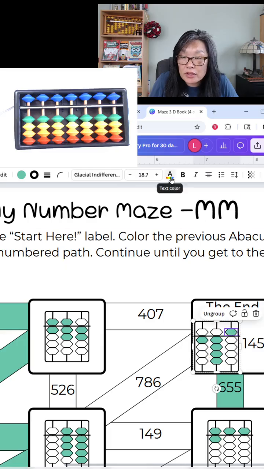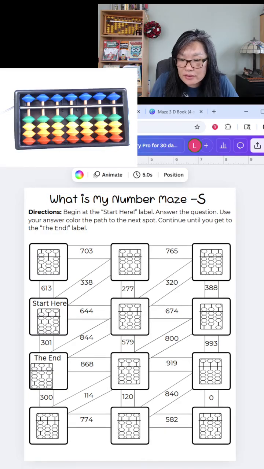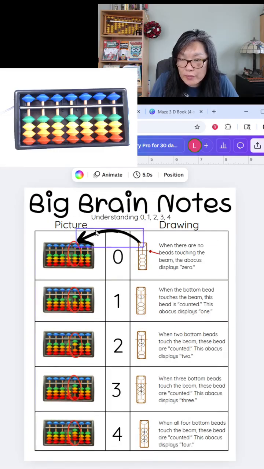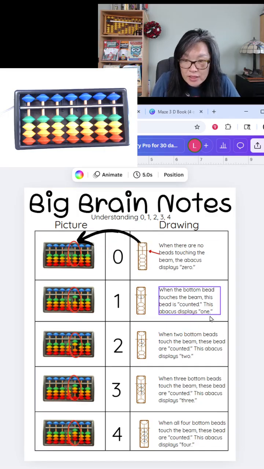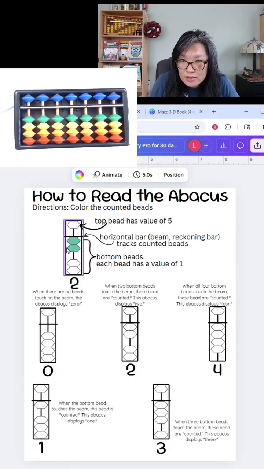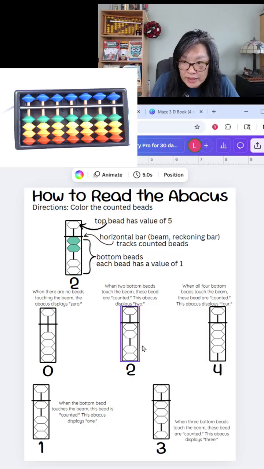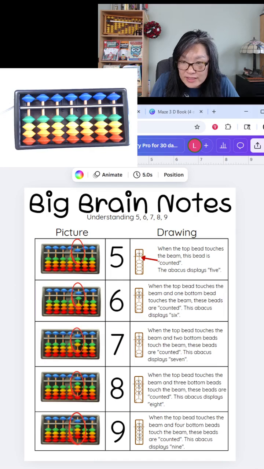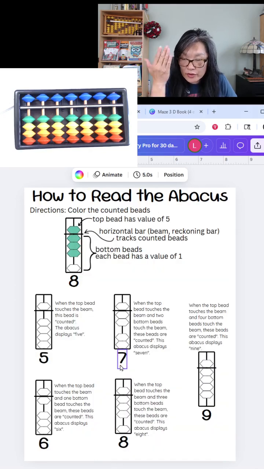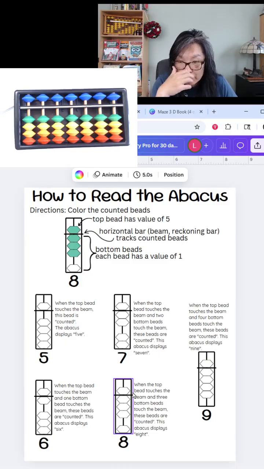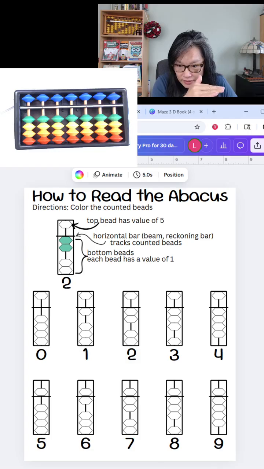So, for those of you that are interested, it looks like this. So here is the book where you have big brain books, and I give you a reference on how to read the abacus. This is more reference on how to read the abacus, and it talks about the top bead and the horizontal bar and the bottom bead. And then this is for you to color. That's the idea, for you to color. And then we do 5 to 9, and then again we review what 5 to 9 looks like just as an image.